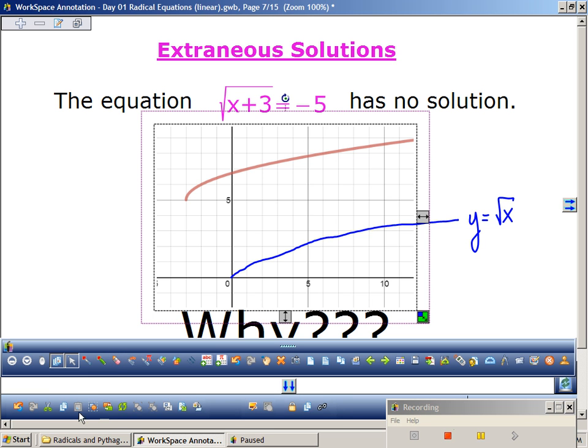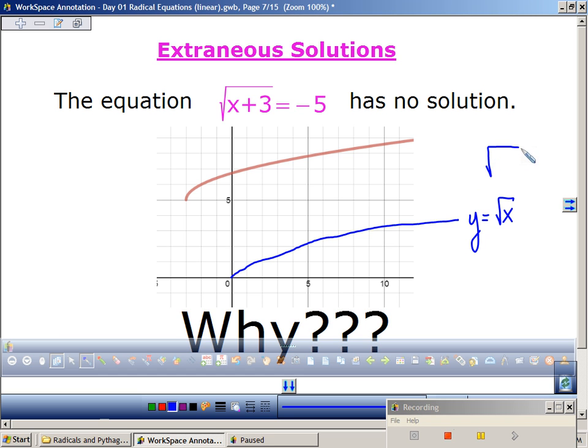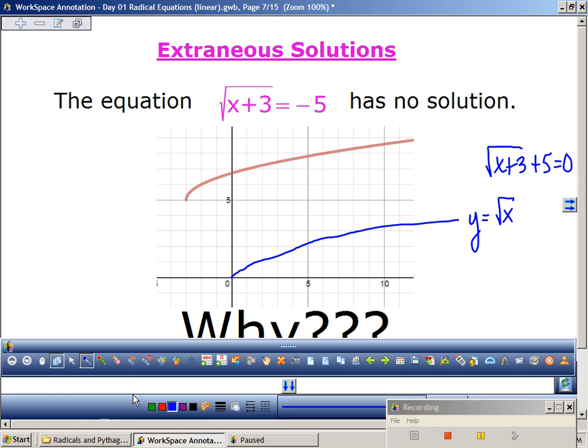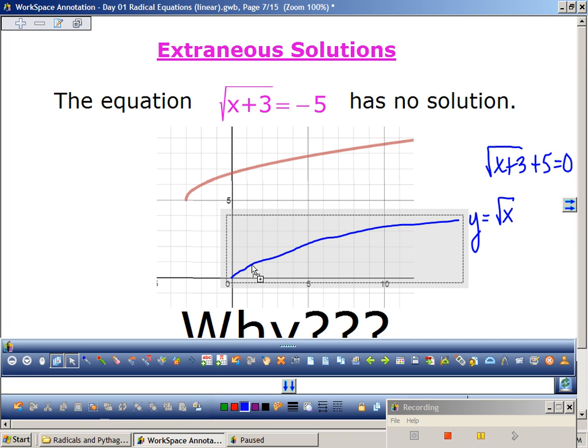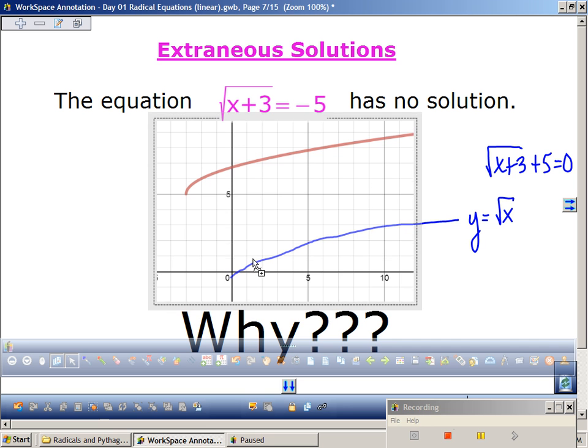First of all, let's get it equal to 0. So what do you think this part does to it? The plus 5. It makes it go what? Up 5. Up.